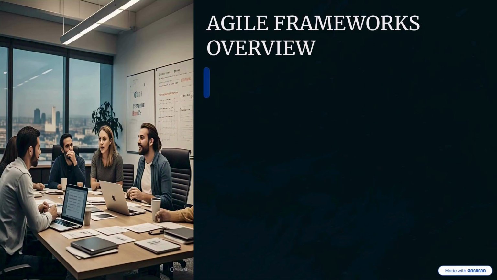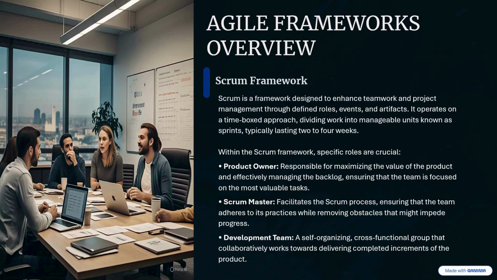Firstly, Scrum Framework. Scrum is a framework designed to enhance teamwork and project management through defined roles, events, and artifacts. It operates on a time bound approach, dividing work into manageable units known as sprints, typically lasting 2 to 4 weeks. Within the Scrum framework, specific roles are crucial: product owner, Scrum master, and development team.